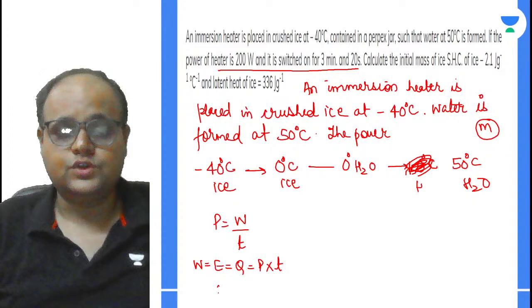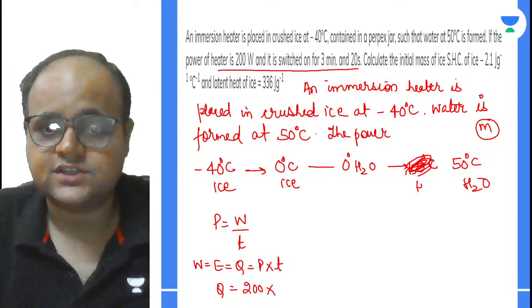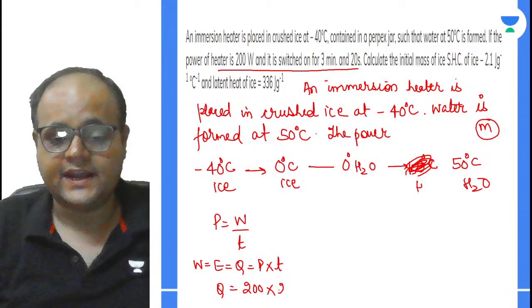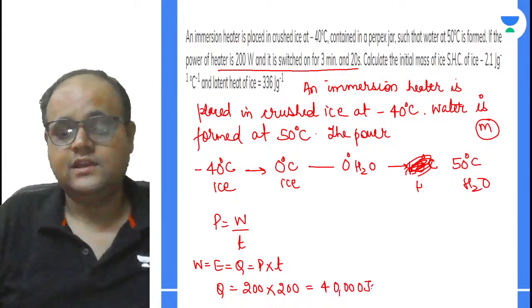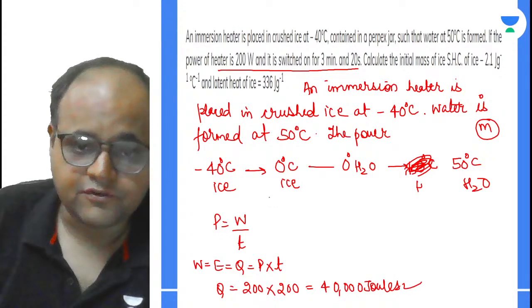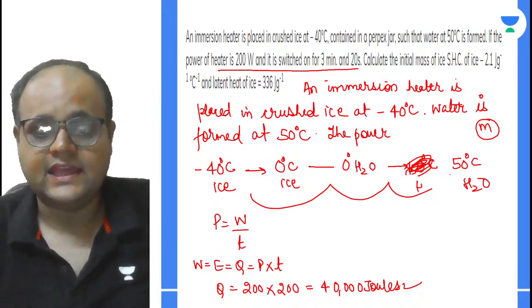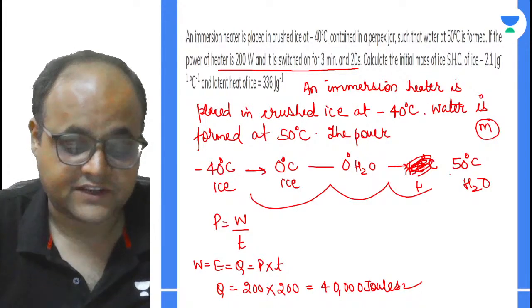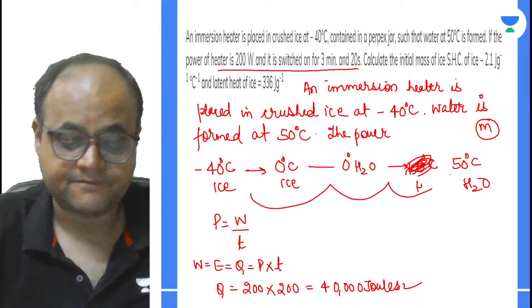So Q will be, power is 200 watts, and time को you can convert into seconds. 3 minutes is 180 seconds. 180 plus 20 is 200 seconds. 40,000 joules. This is the energy. And what you have to do is, you have to find the total heat energy in all these three states, and you have to just equate them and find the value of m. Come on, let me see who tells me the answer first. It's very easy. एक एक करके चलते हैं.